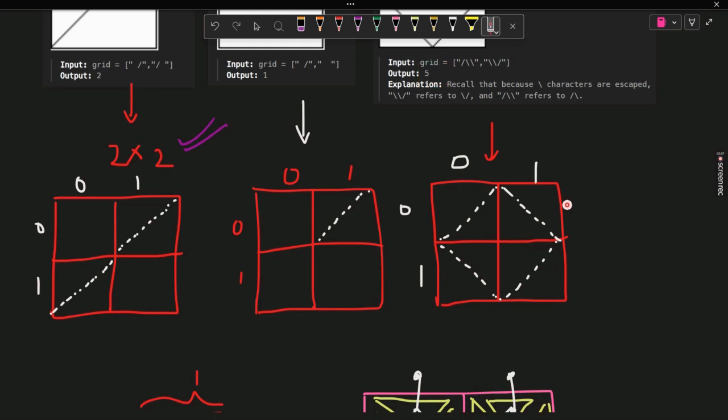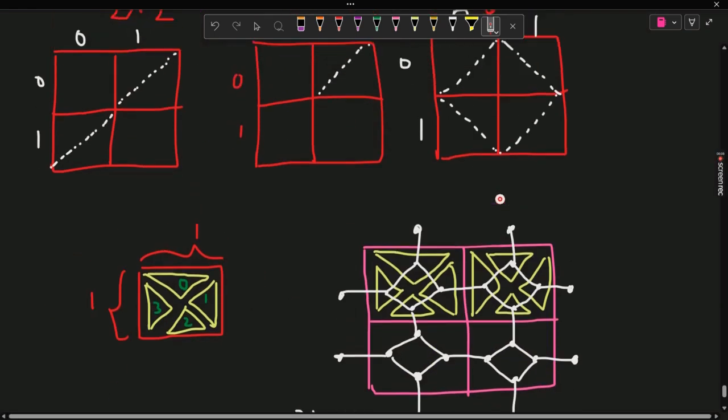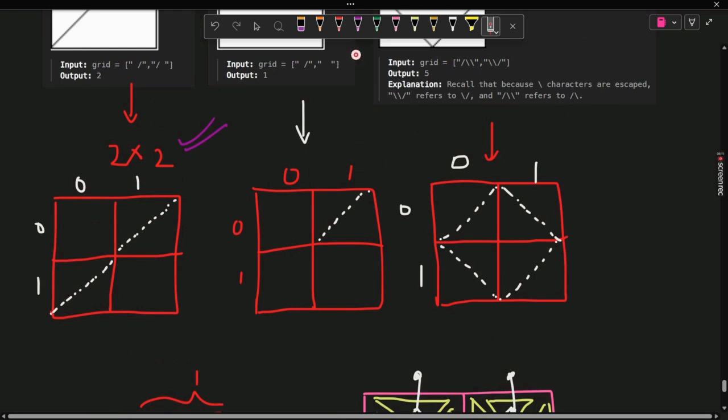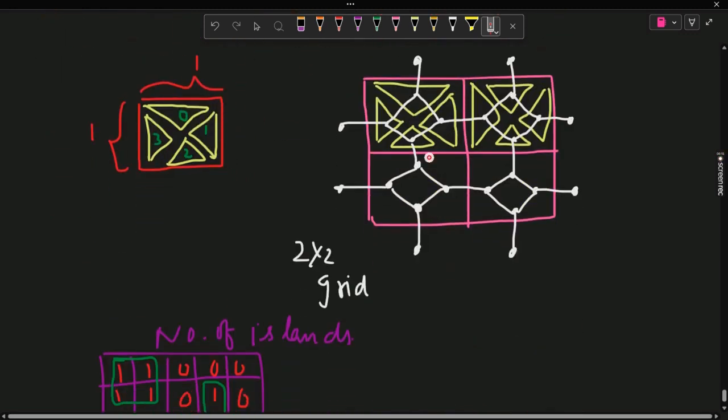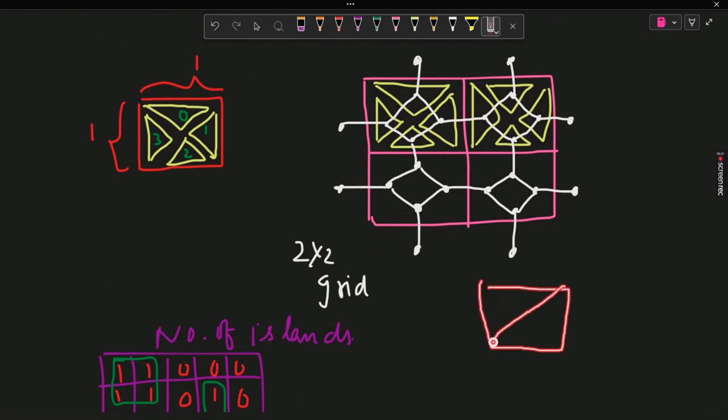So let's see how to formulate this problem. First of all, in this problem, it's difficult to figure out that this is a graph problem. So let's first of all visualize one particular cell, like a 1 cross 1 cell. In this particular cell, a forward slash can occur, a backward slash can occur.